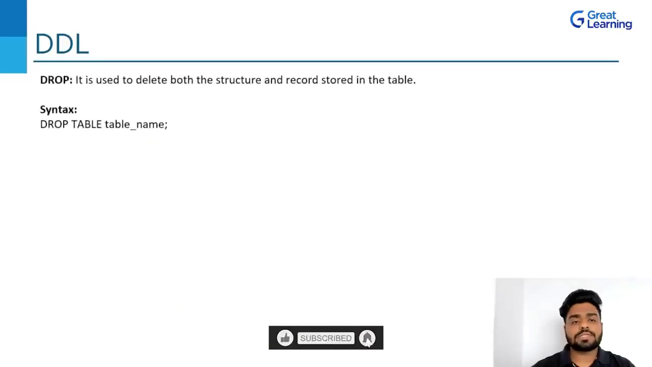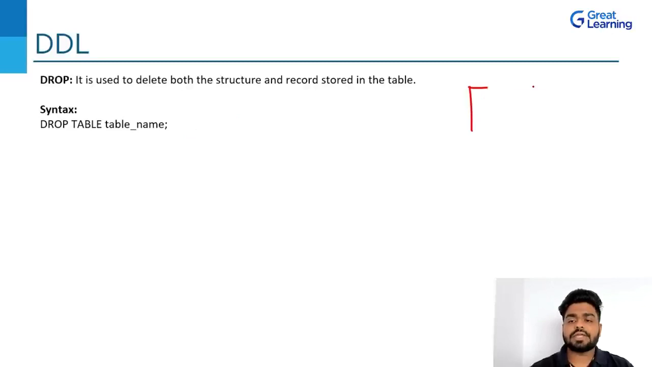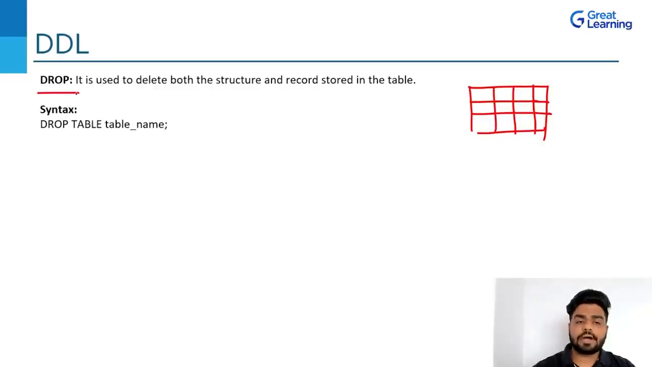Let's move to the next one, which is drop. Now understand what drop does. It is used to delete both the structure and the records stored in the table. That means if you've designed a table, there will be a structure, right? Like 2 rows or 3 columns or 4 columns. There will be a structure. And another thing which comes here is data. So inside this table, you'll have data. Now when you're doing drop, meaning dropping that particular table, the structure also, the records also, everything. So when you're dropping the table, you're actually deleting everything of that particular table.